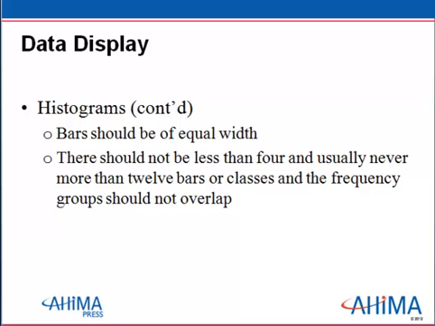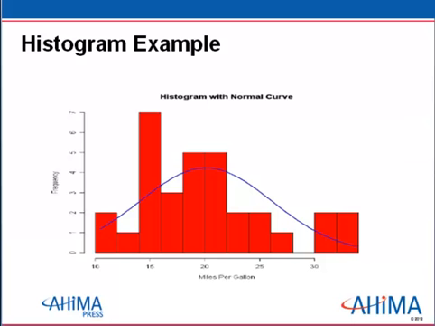In a histogram, all the bars should be equal width. Ordinarily, in constructing a histogram, there should not be less than 4 and usually never over 12 bars or classes, and the frequency groups should not overlap. This is an example of a histogram. And again, for this as well, there are a few other examples in your textbook.